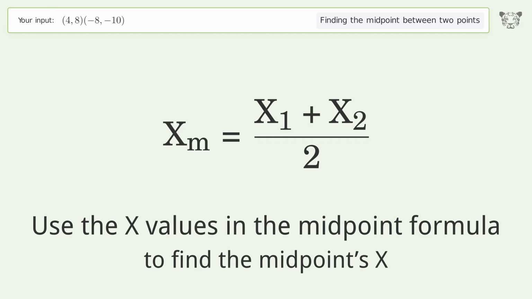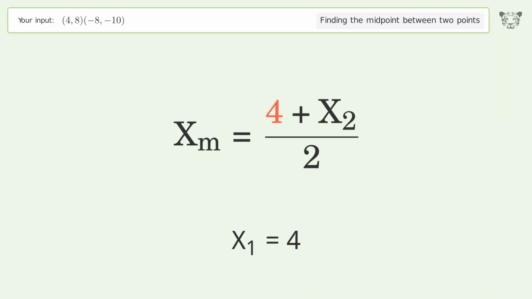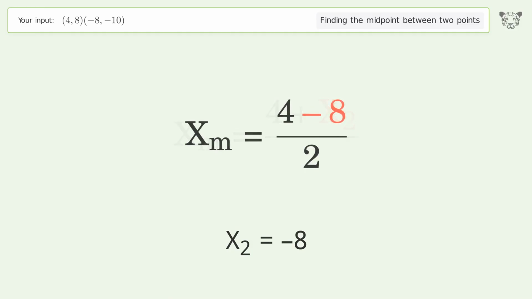Use the x values in the midpoint formula to find the midpoint's x. x1 equals 4. x2 equals -8. Simplify the arithmetic.